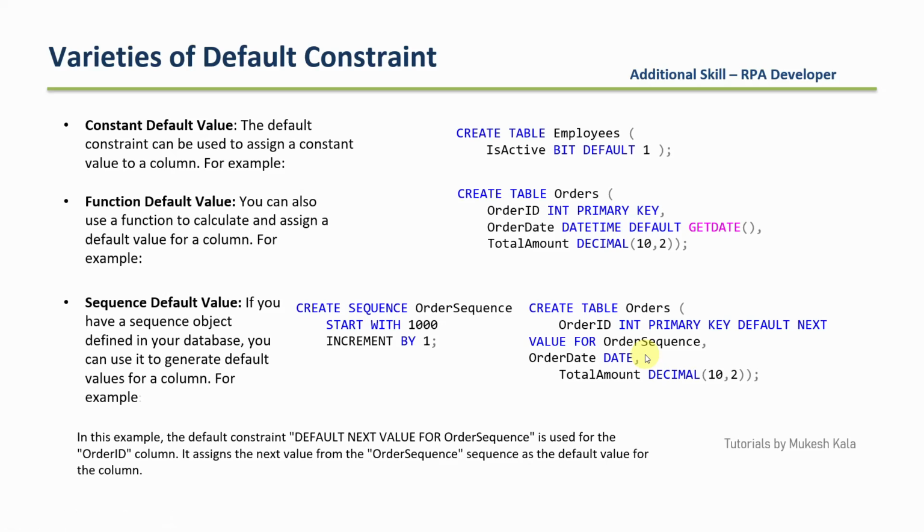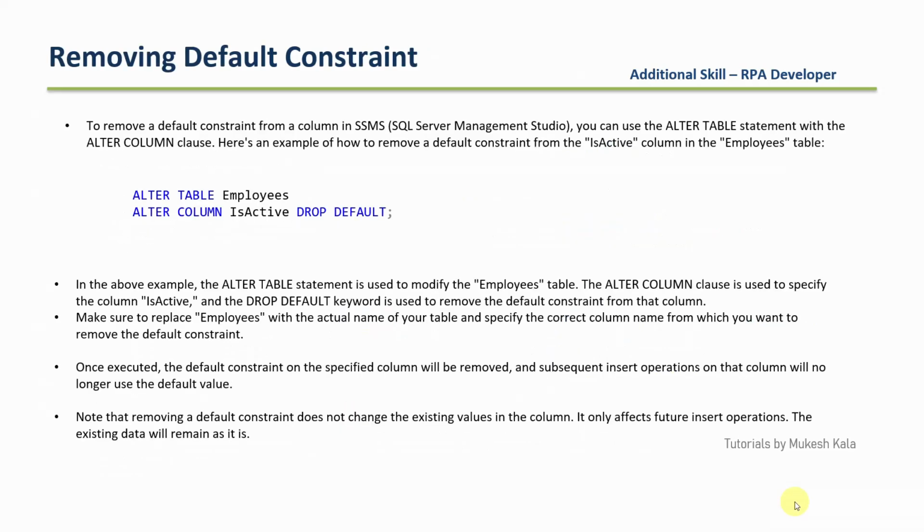The idea here is that the default constraint is not only restricted to a single value. You can have functions, you can have SQL defined values, you can have constant default values as well. That was just to give you a variety of default constraints. There are other default constraints as well, which you will come across as we continue in this learning journey. As of now, you just have to remember that all these varieties of default constraints are available.